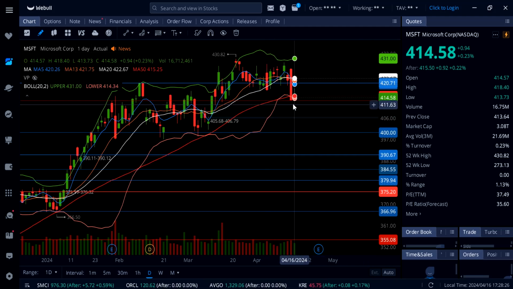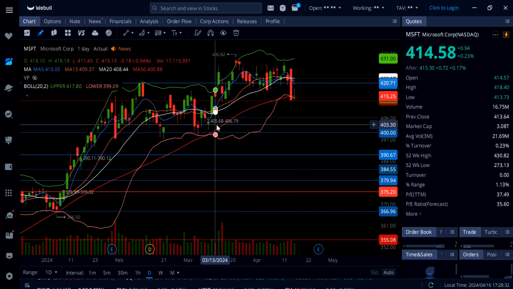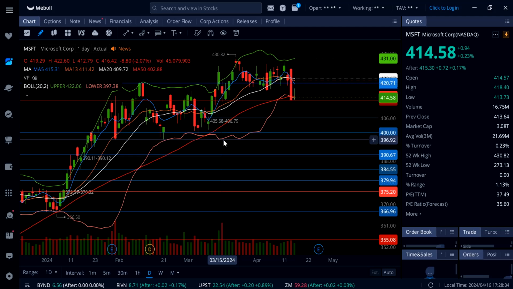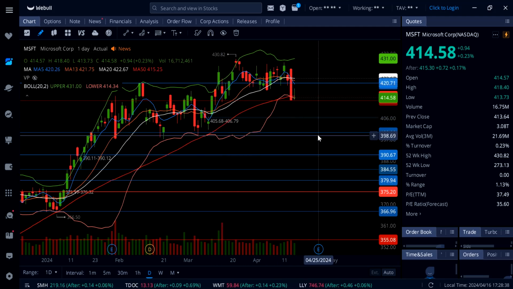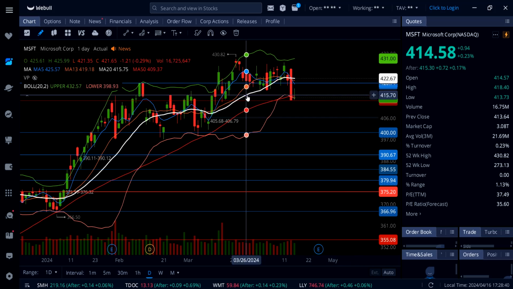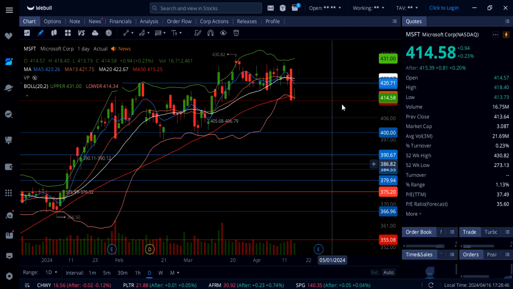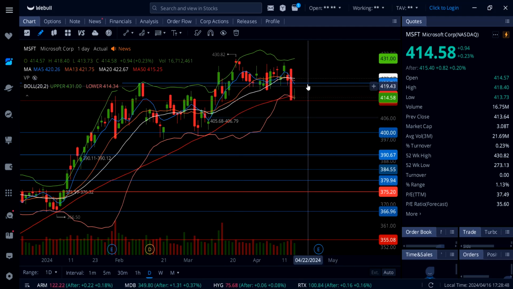And if this thing takes out 413, you're going to see an immediate dump all the way down to this gap, 405.68. Now if Microsoft can break and hold 415, then there will be more upside all the way up to 420 and possibly even 422.67, the 20-day moving average. If Microsoft can clear all that, then Microsoft is heading even higher, back up to 430.